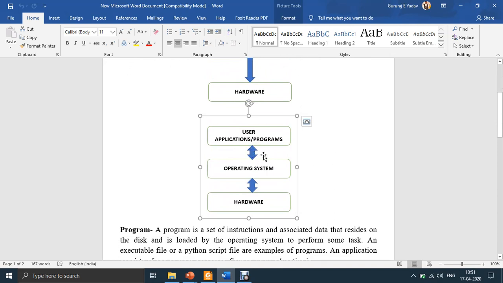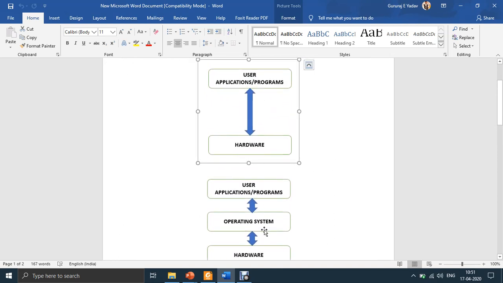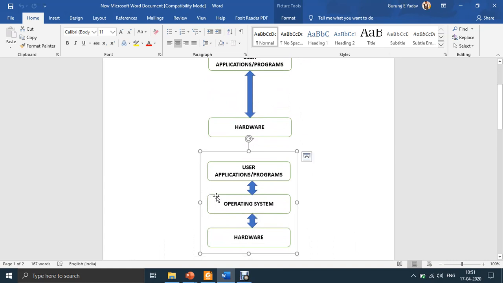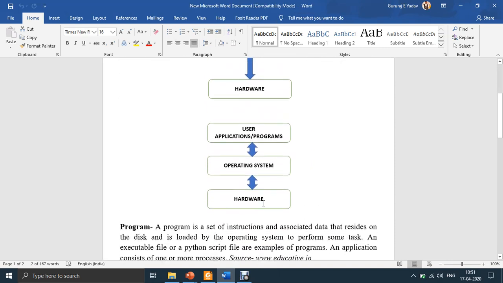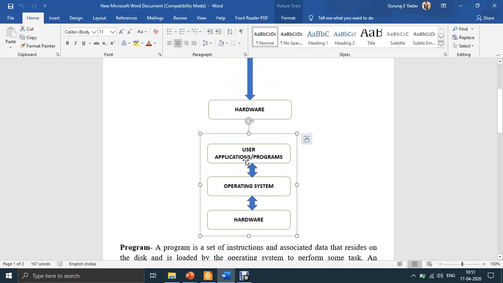The difference between this diagram and the previous one is that an operating system is there between the user program or application and the hardware. As I told you, it will provide an interface, or act as a bridge. Why does it act as a bridge? Because the user applications cannot access the hardware directly. They have to go through the operating system, which will overlook the operation. Let's say the user application that you are running requires access to the camera.